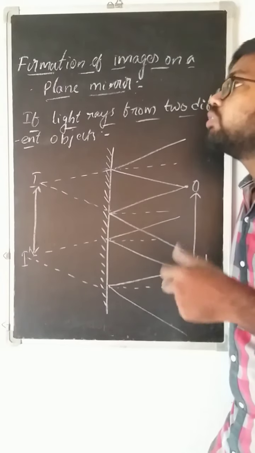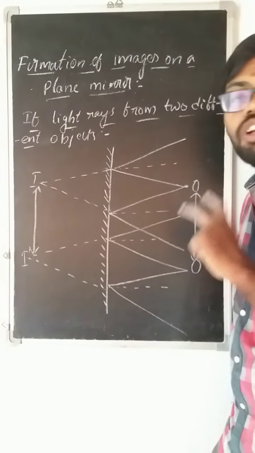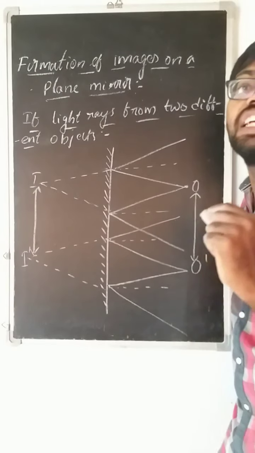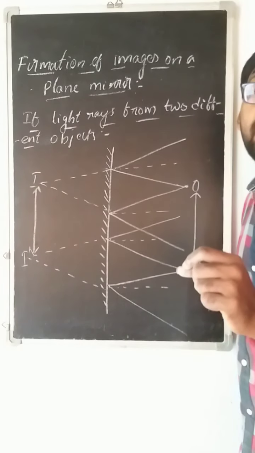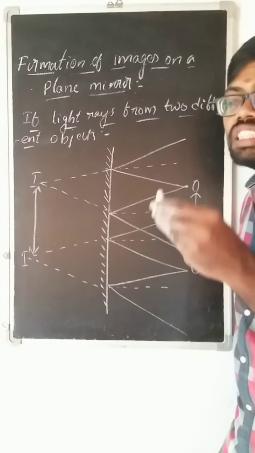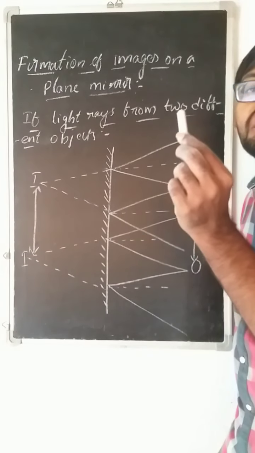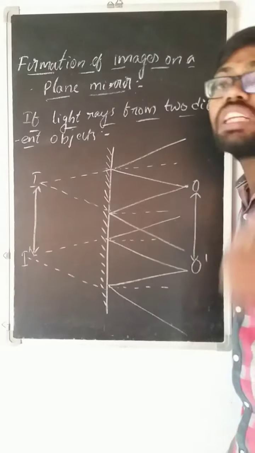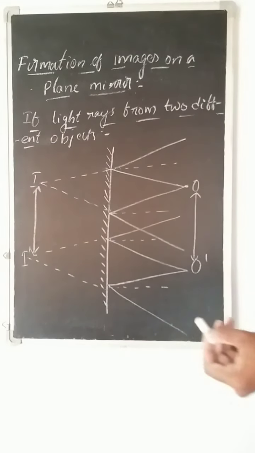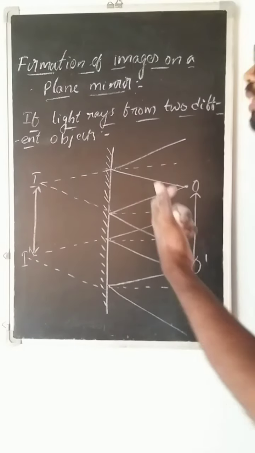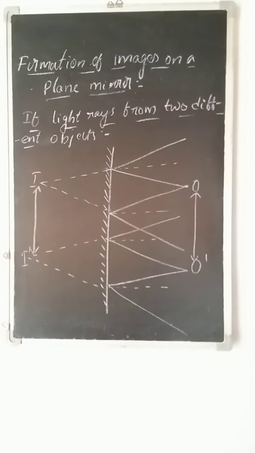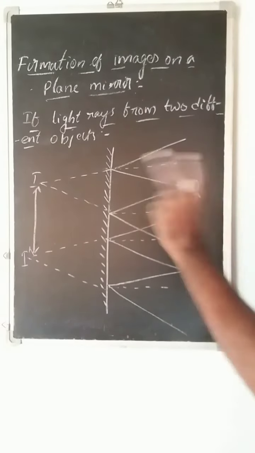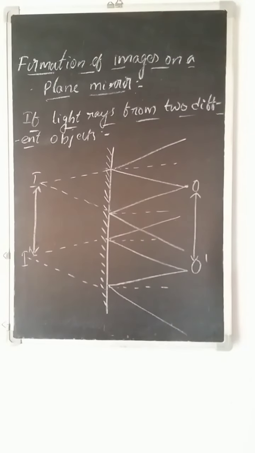In that manner, the image should be equal to the object, and it should be on the same side. If I hold this in front of the mirror like this, the image will be formed like this, in reverse manner, which means there is no use. Like this, the image should be equal, not diminished. It should remain the same only. These are the formation of images on a plane mirror.